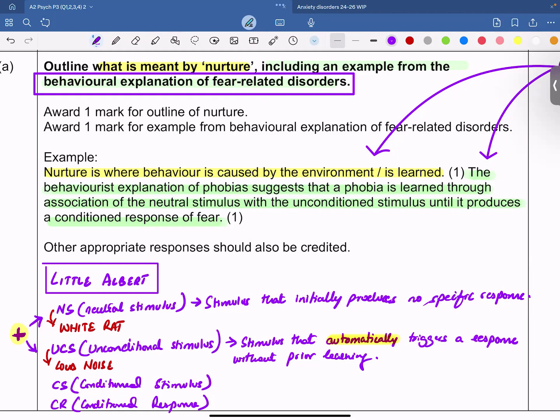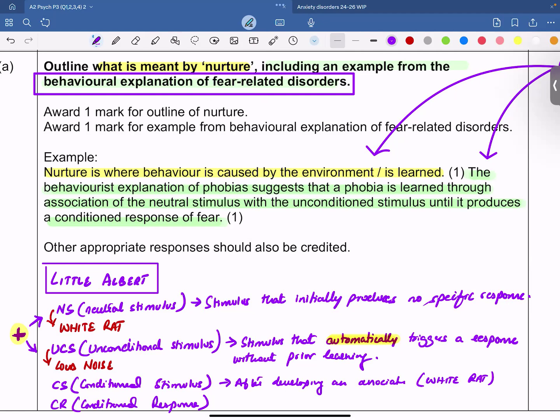So after developing an association, the white rat now was scaring the young boy. So this turned into a conditioned stimulus, and this produced a conditioned response too.